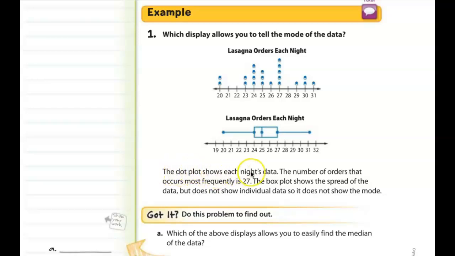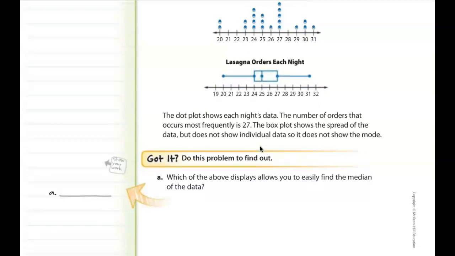The dot plot is the best way to show mode because the dot plot shows each piece of data. The number of orders that occurs most frequently, you can see very clearly, is 27. The box plot shows the spread of the data, but it doesn't show the individual data or the mode. Okay, so let's go ahead and try to answer this question here.